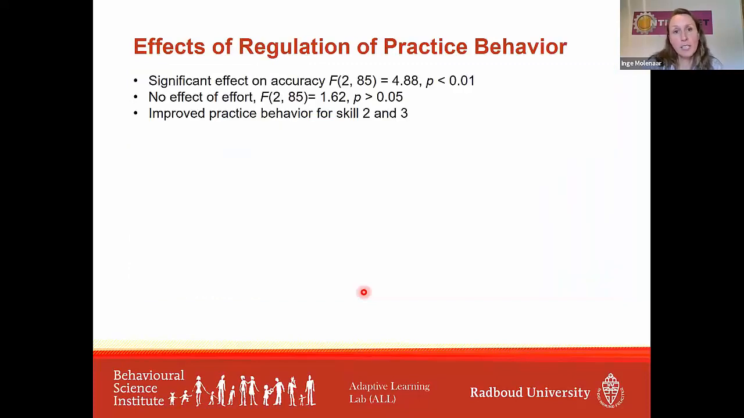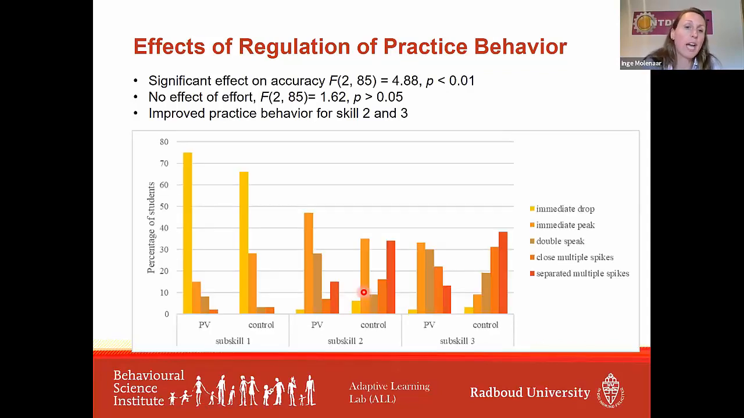If we look at the effects on regulation of practice behavior, we see that there is no significant effect of effort. Students in both conditions made around the same amount of problems for the different subskills. We do see an effect on accuracy. We see that students in the personalized visualization condition show higher accuracy than students in the control condition. And additionally, we see an improved practice behavior for skill 2 and 3 if we look at the actual moment-by-moment learning curves. And let me run you through this particular picture.